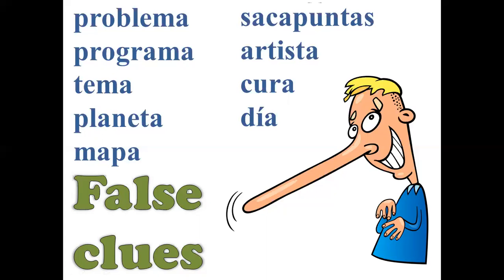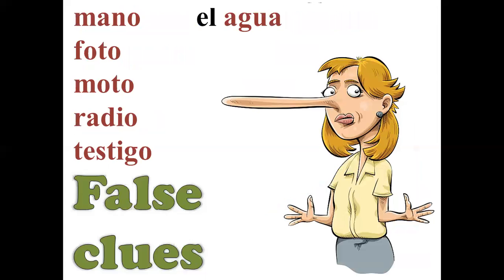And then there's sacapuntas, which lies doubly. It's singular, masculine. Artista, cura. Those two are masculine if you're referring to a guy. So el artista, a guy artist. El cura, a guy priest. So la artista would be feminine. And then día, probably the most popular false clue. Día is el día, not la día. There are feminine versions as well.